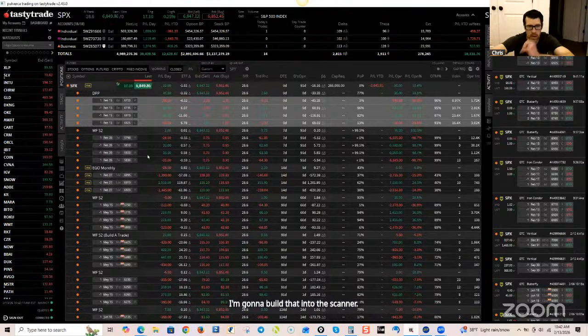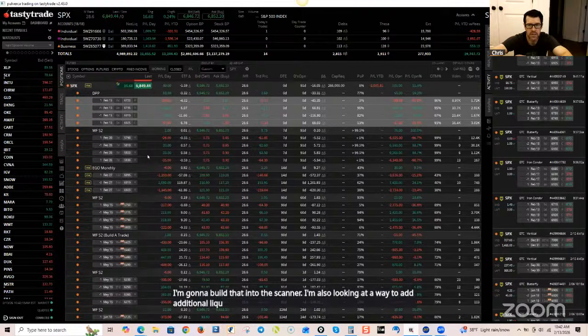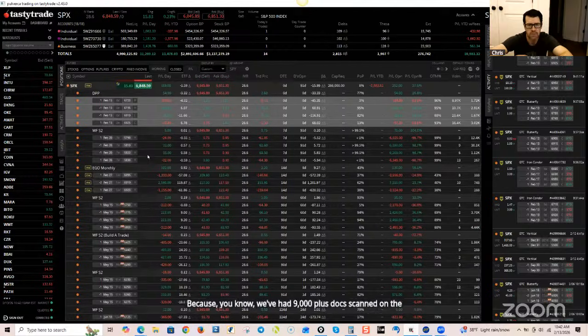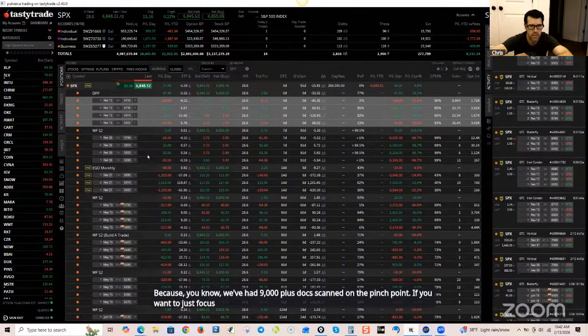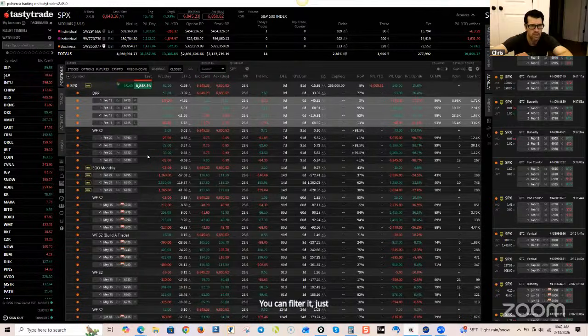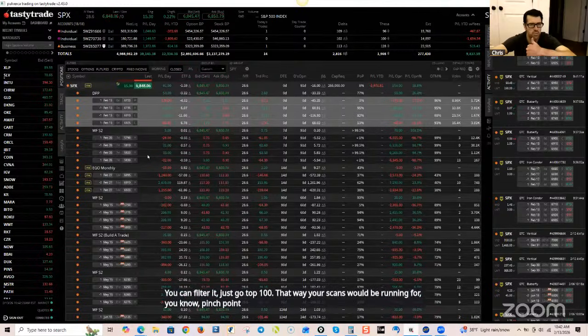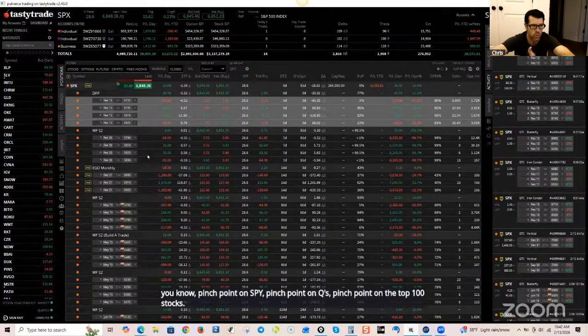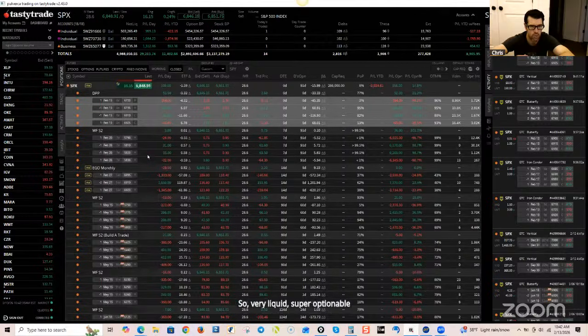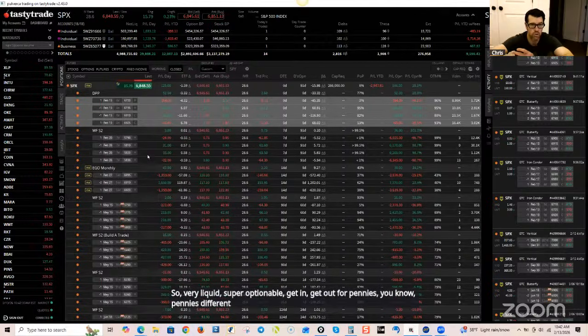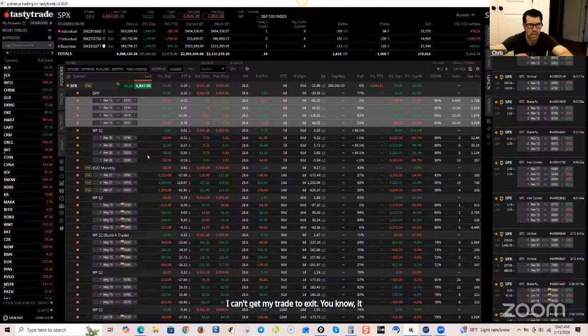I'm also looking at a way to add additional liquidity because we've had 9,000 plus stocks scanned on the Pinch Point. If you want to just focus on the top 100, you can filter it, just go top 100. That way your scans would be running for Pinch Point on SPY, Pinch Point on QQQ, Pinch Point on the top 100 stocks. So very liquid, super optionable, get in, get out for pennies, versus having some of those trades where I can't get my trade to exit. It takes a lot longer to hit that 50% take profit like I like.